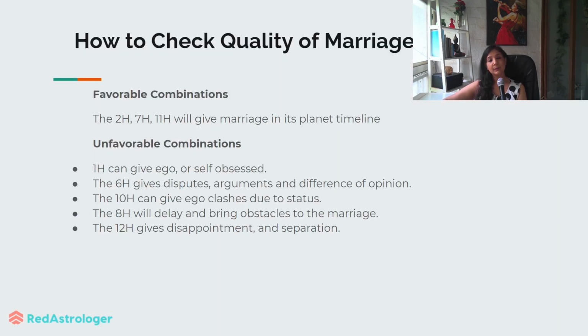Alright, so today I will be discussing how to check the quality of marriage in the horoscope through KP Astrology. Firstly, you should know the favorable combinations required to check marriage. That is the second house, seventh house, and 11th house. These are the supporting houses. And then you should know the unfavorable combinations. The first house can give ego, the sixth house gives arguments or difference of opinion, the 10th gives ego clashes, the 8th will delay or bring obstacles, and the 12th gives separation.